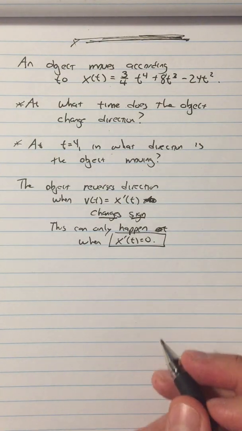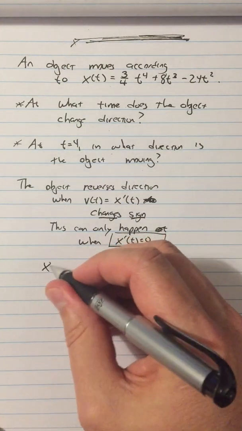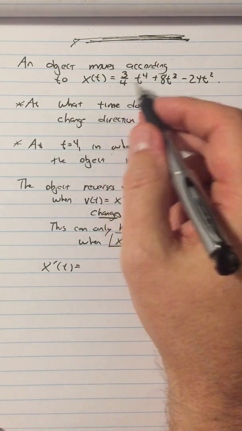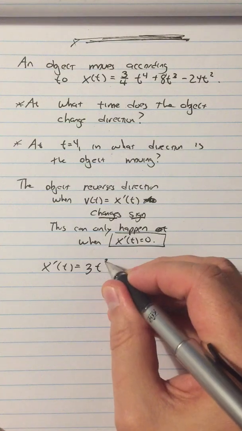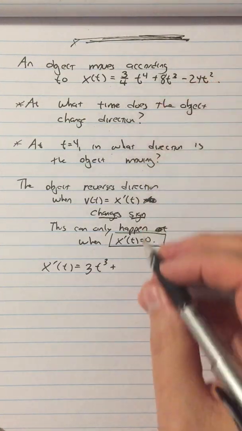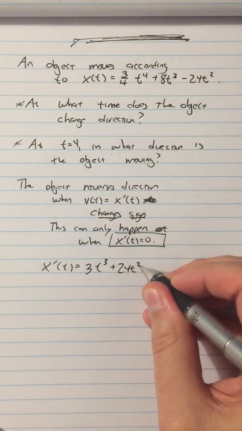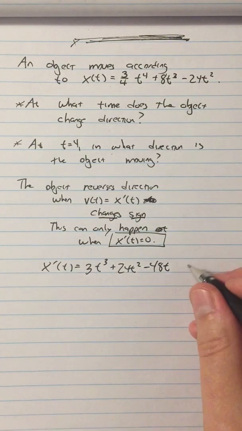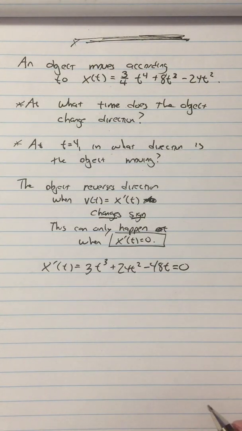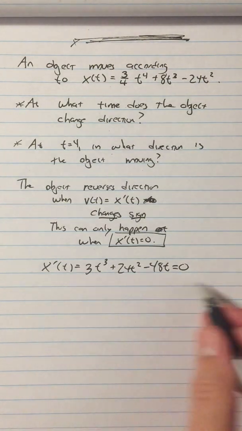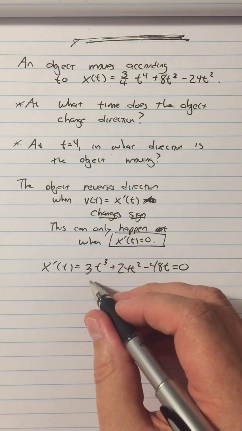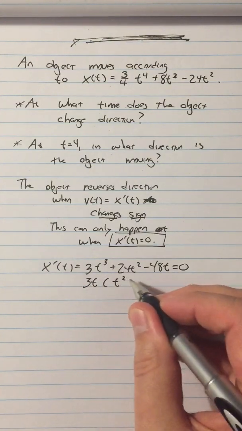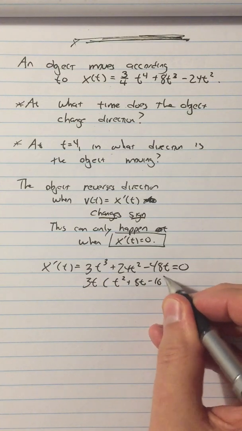So it all starts with x prime of t equals 0. That's our starting point, so we need to find x prime of t. X prime of t equals, let's see, 4 times 3/4 is 3, so I have 3t cubed plus 3 times 8 is 24, so 24t squared minus 48t. All right, that's my x prime of t, and I have to set that equal to 0. It's a good thing we spent a lot of time in Algebra 2 learning how to solve polynomial equations. The first thing I'm going to do is factor out the 3t. So I get 3t times (t squared plus 8t minus 16) equals 0.